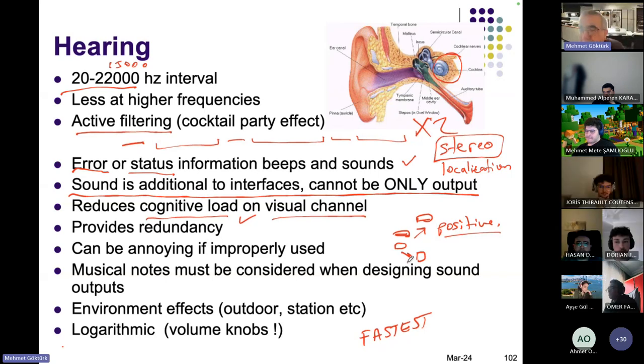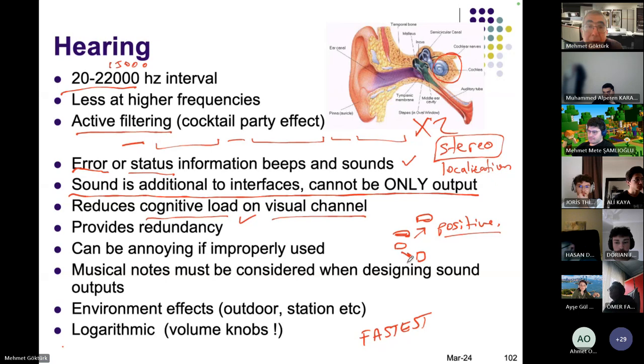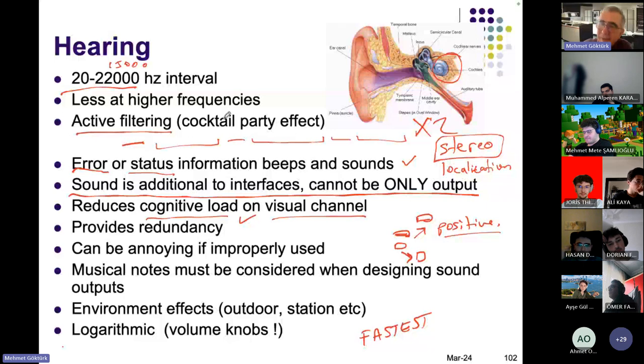So good designed sound signals speed up the performance of the system significantly. So the metro operation becomes more smooth, less errors, less people trying to push without having okay from the card, etc. So it provides redundancy in addition to the message on screen.